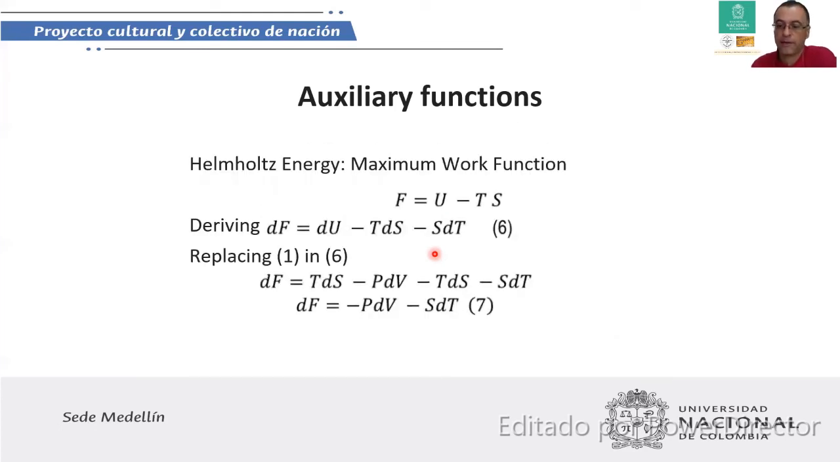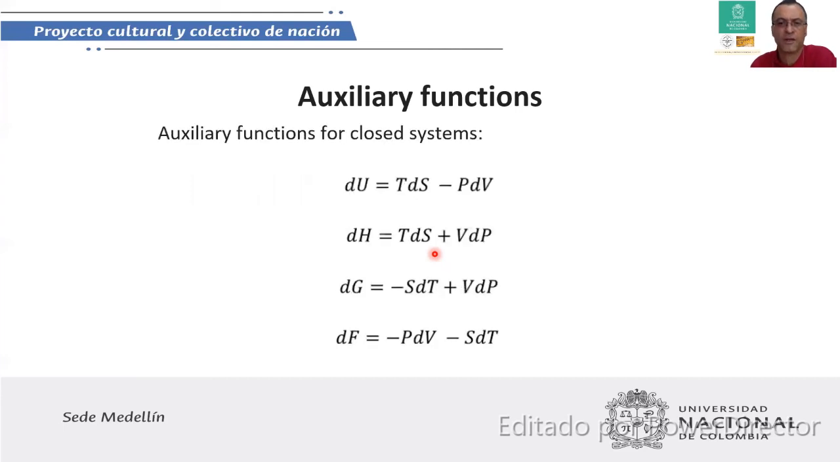Another definition is the Helmholtz energy. It's important in energy, but not in metallurgy. In metallurgy we don't use it a lot. And here are the most important auxiliary functions that we have in a system. The first law of thermodynamics in terms of internal energy, enthalpy, free energy of Gibbs or free energy of Helmholtz. This is the most important for closed systems.